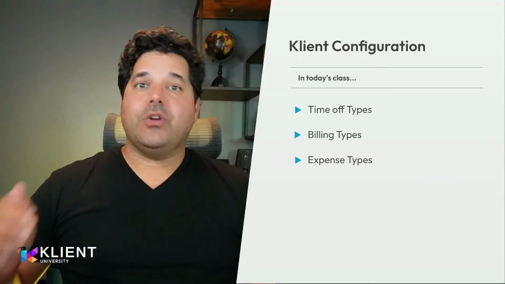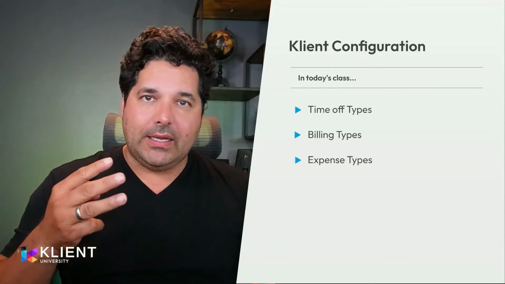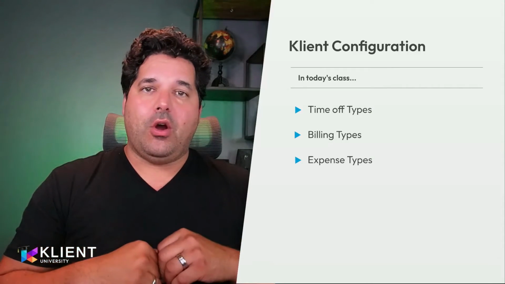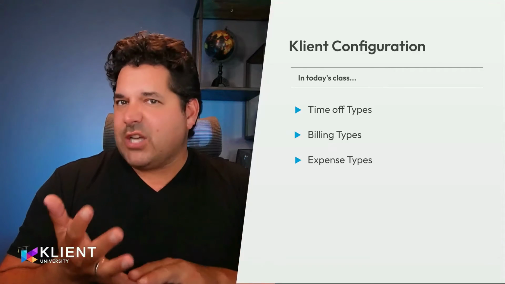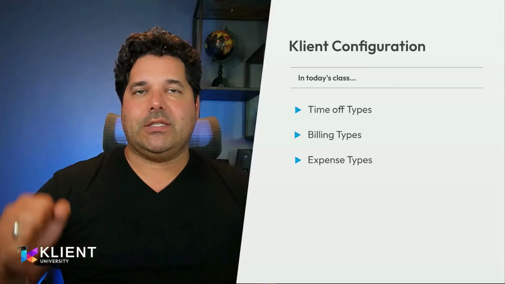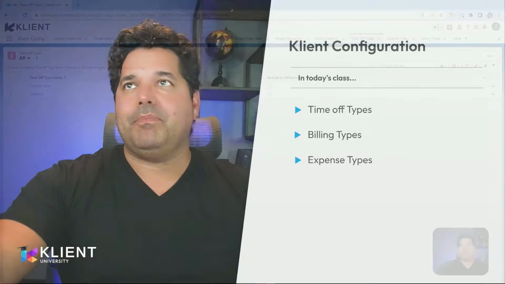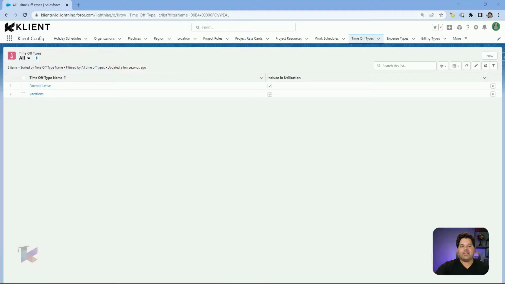This next session is going to be dedicated to three setup objects that are similar in concept. They are all taxonomy or library type of objects. Let's look at the first one, the time off types. Here each record would represent time off types that are recognized in your organization, either if they're paid or unpaid. Doesn't make any difference.